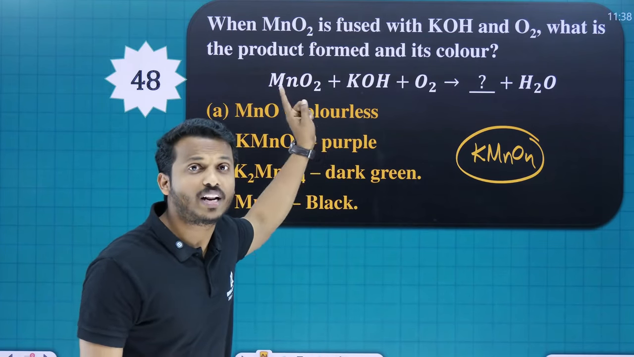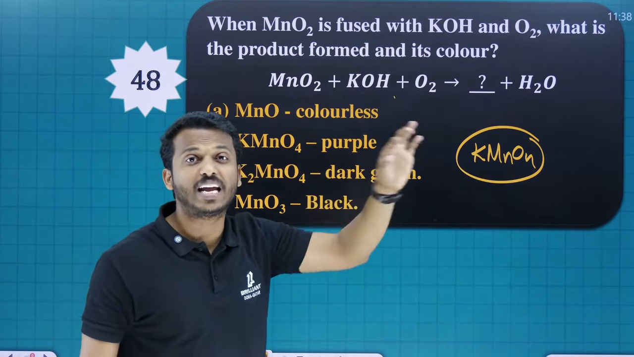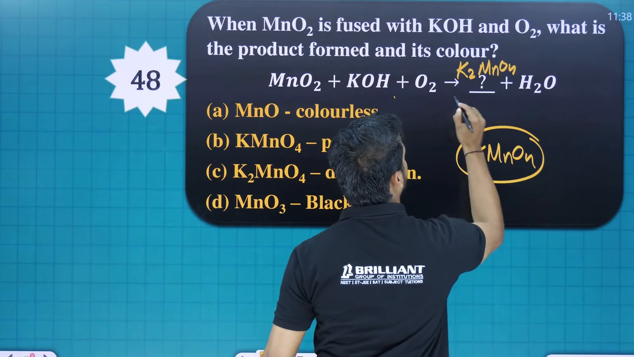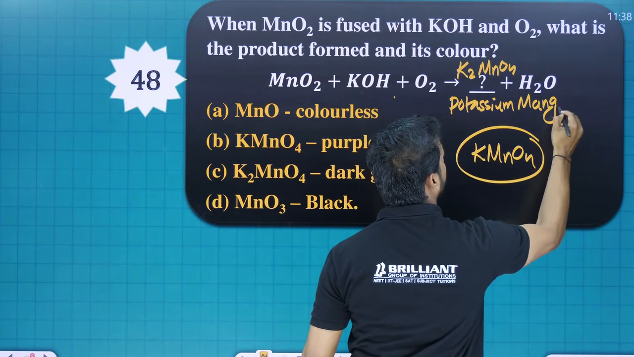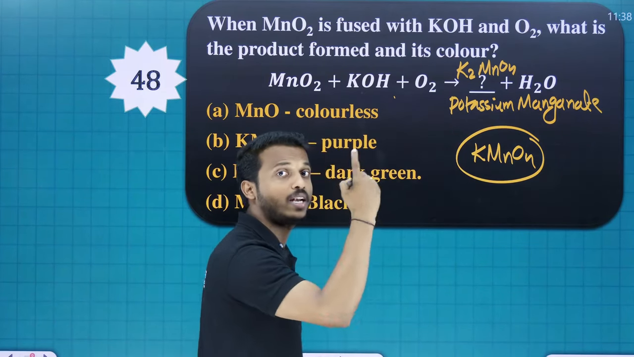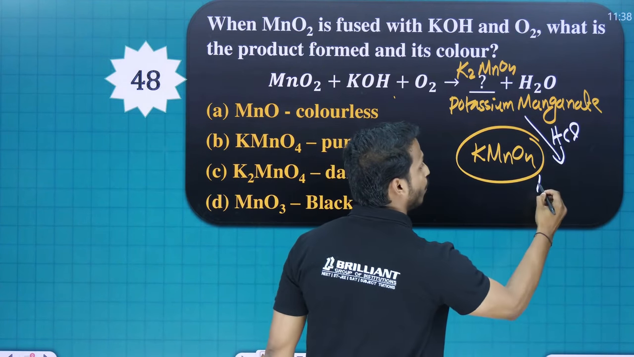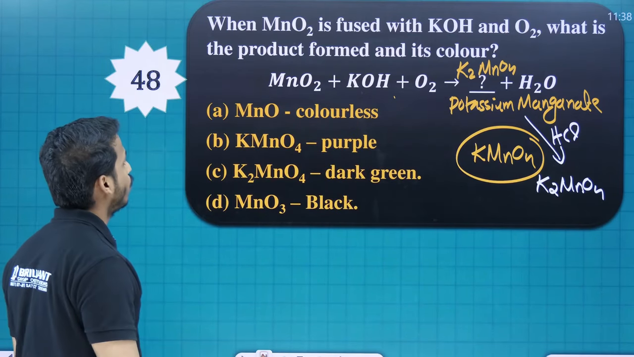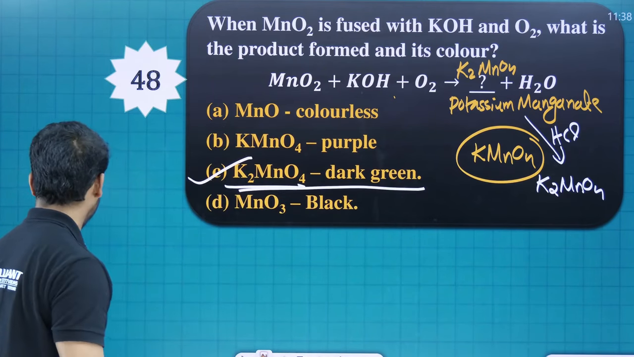When pyrolusite ore reacts with potassium hydroxide along with the oxygen supply, it becomes a dark green colored K2MnO4, called what? Potassium manganate. Okay. You know what is the second step? How do you convert potassium manganate into potassium permanganate? This potassium manganate is treated with acid, and it becomes potassium permanganate, KMnO4. Only two steps are there. Please study. So what is the dark green color? K2MnO4, that is the product in the first step.